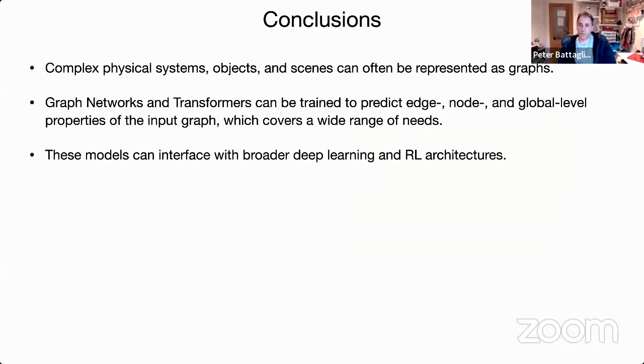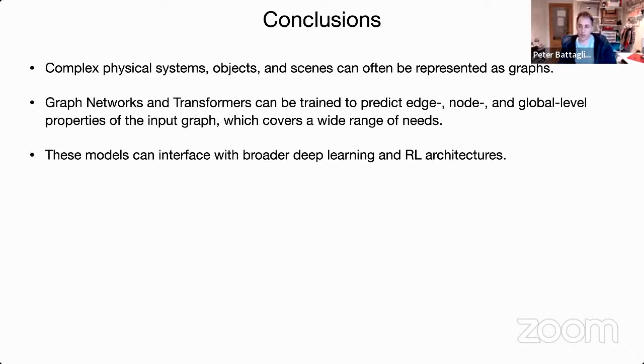Okay, that's it for the talk. The conclusions are quite simple. We can represent many complex systems, scenes, and objects as graphs. GraphNets and transformers can be trained to make edge, node, and graph level predictions from the input graph. This covers a very wide range of use cases, from construction to simulation to generative models of objects and molecules. And these models can also interface within much broader deep learning systems, like using autoregressive generative models or big RL systems with search.